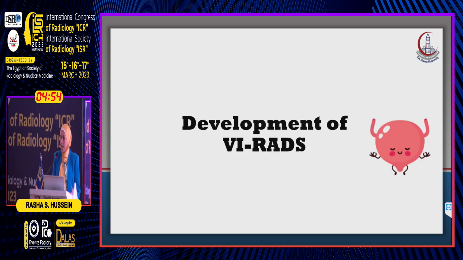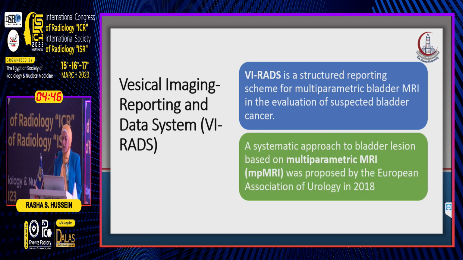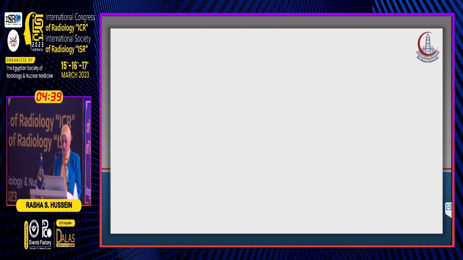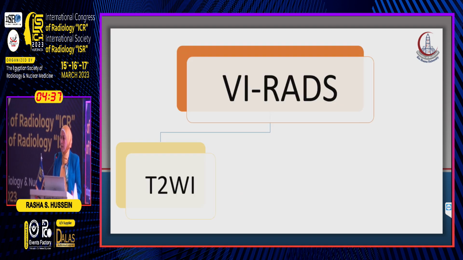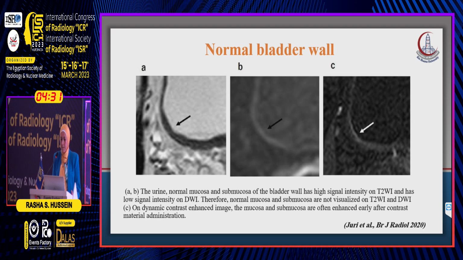As regards the MRI, the VI-RADS scoring was developed, which includes multi-parametric imaging to evaluate the bladder cancer, the degree of muscle invasion and the possibility of muscle invasion. This VI-RADS scoring depends on having T2 weighted image, diffusion weighted image, and the DCE. This is a normal MRI for the bladder.